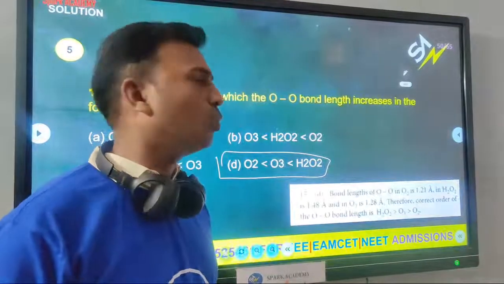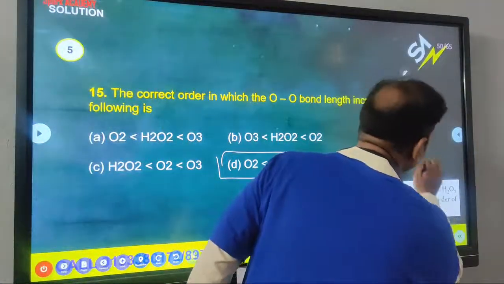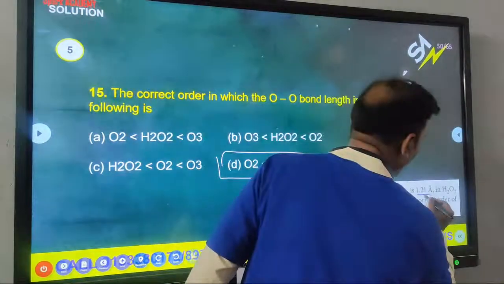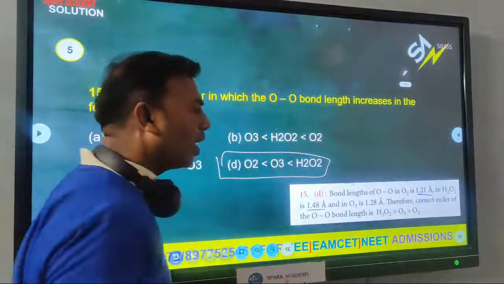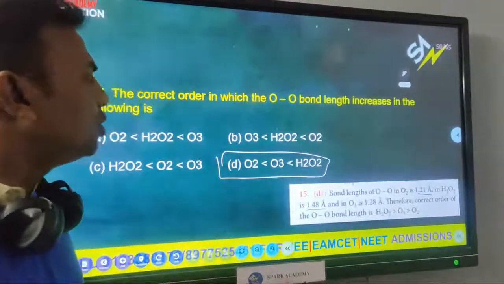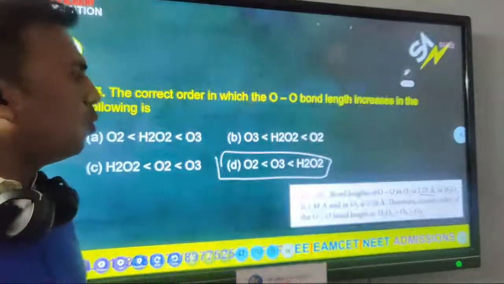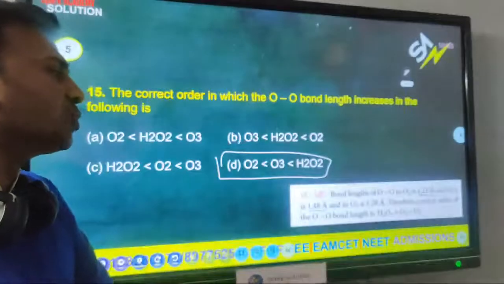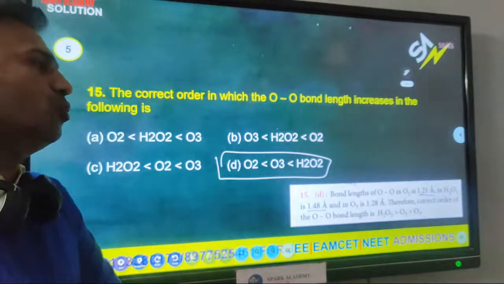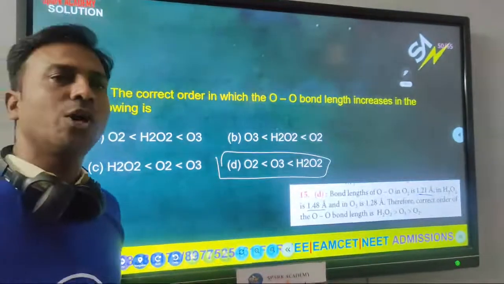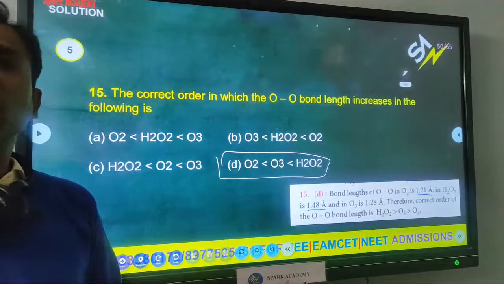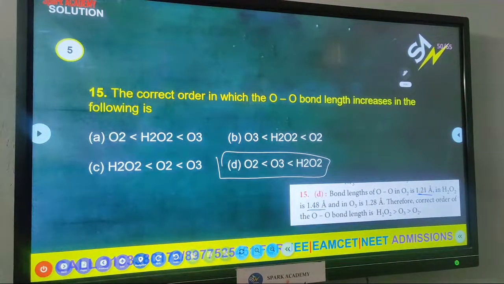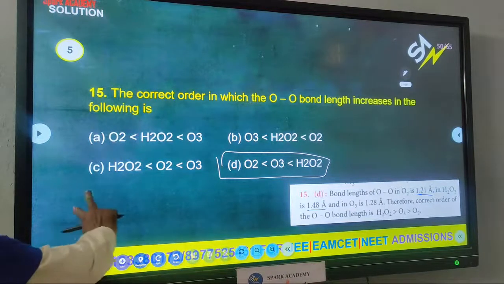See, the oxygen bond length in O2 is 1.21 angstrom units. What about in H2O2? 1.48. What about in O3? 1.28. Which one is least? O2. After that, O3. And the last one is H2O2. Therefore, the correct order of the oxygen bond length is H2O2 greater than O3, and O3 greater than O2. So all three contain oxygen bonds.